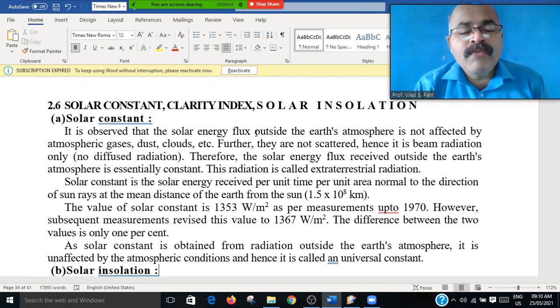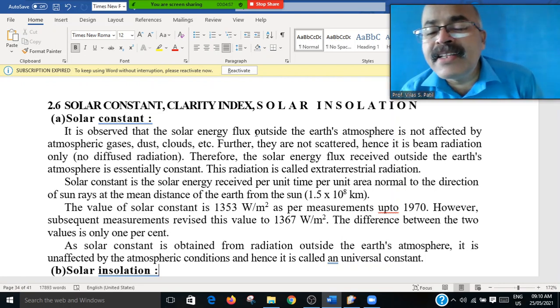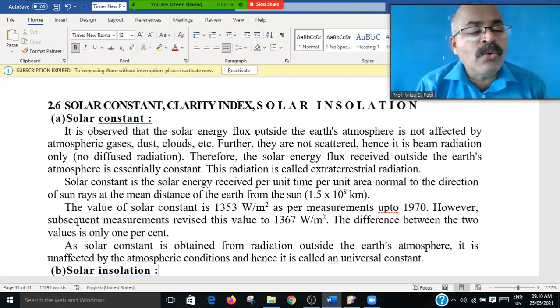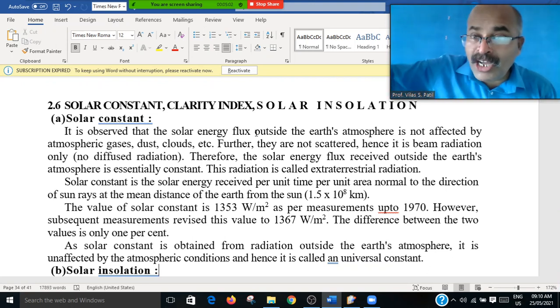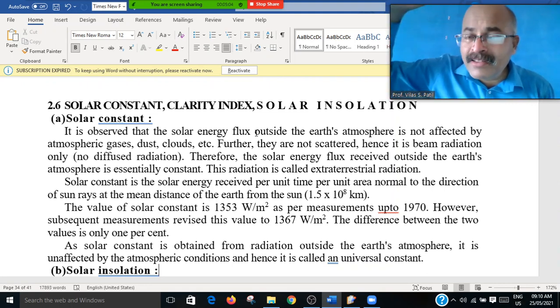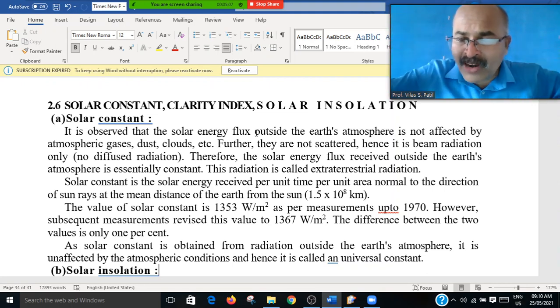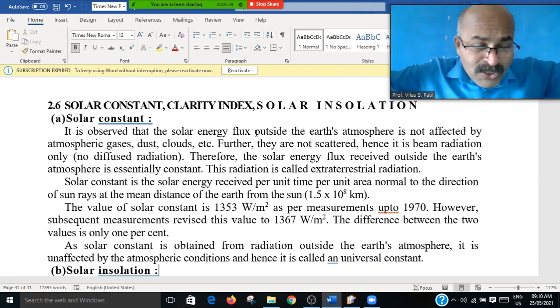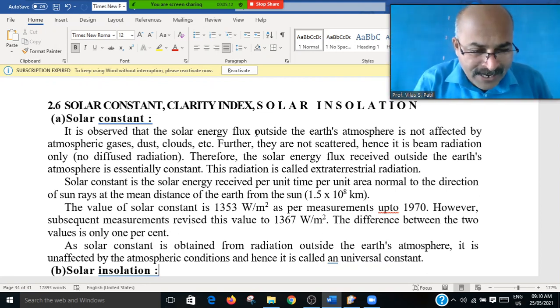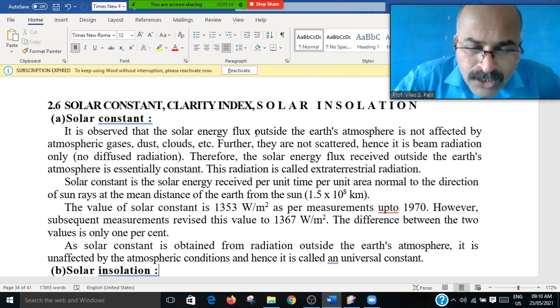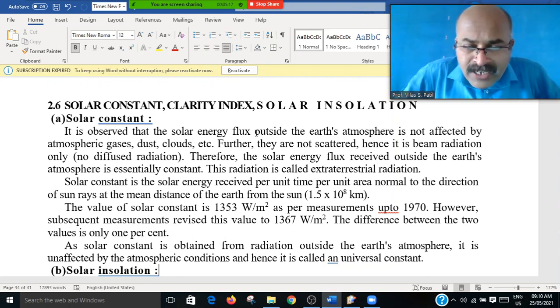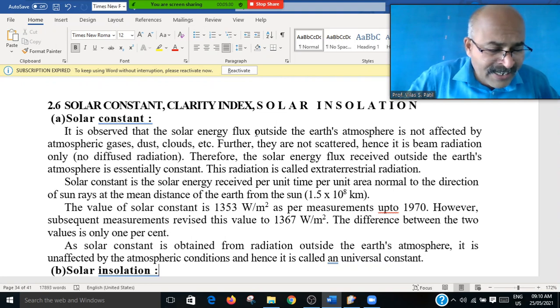Further, they are not scattered, hence it is beam radiation only, not diffused radiation, above the earth surface. On the earth surface they will be scattered, diluted, and defocused due to the scattering effect. Therefore, the solar energy flux received outside the earth atmosphere is essentially constant, and this radiation is known as extraterrestrial radiation.